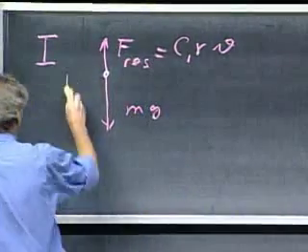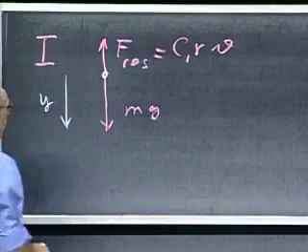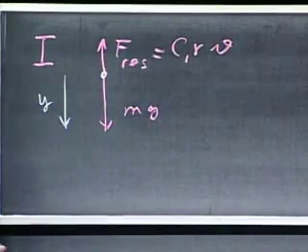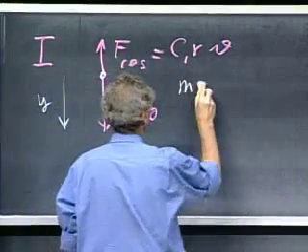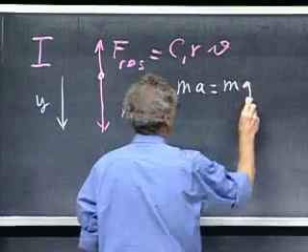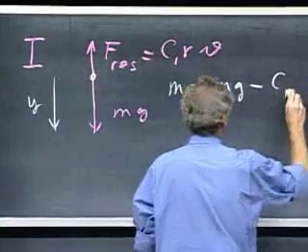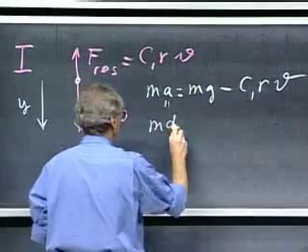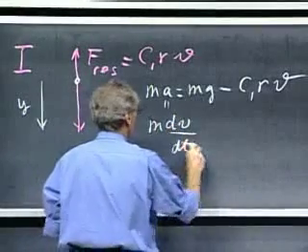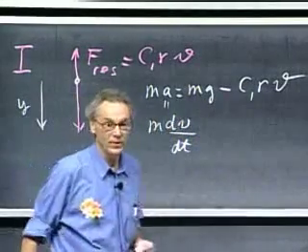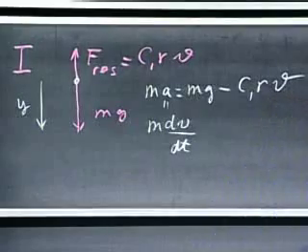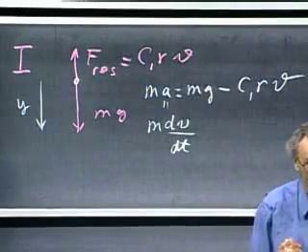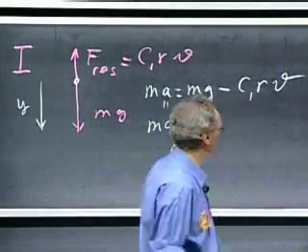And so if I call this the increasing value of y, Newton's second law would give me ma equals mg minus C1 r times v. And this equals m dv/dt. So I have here a differential equation in v. And that can be solved. And you're going to solve it on your assignment number 4.